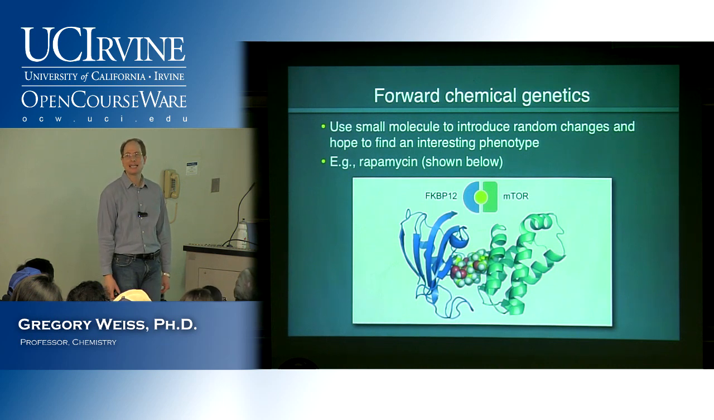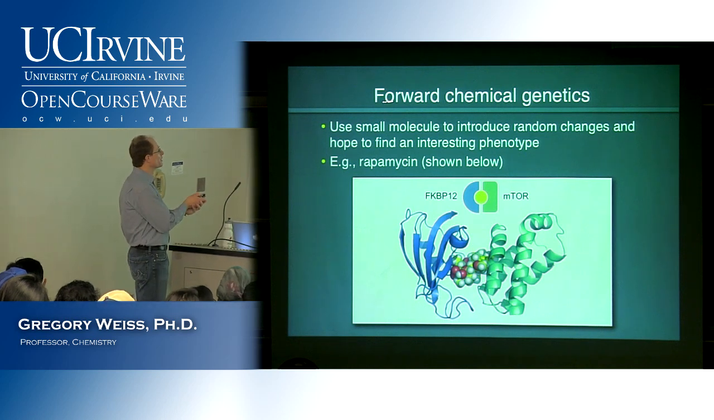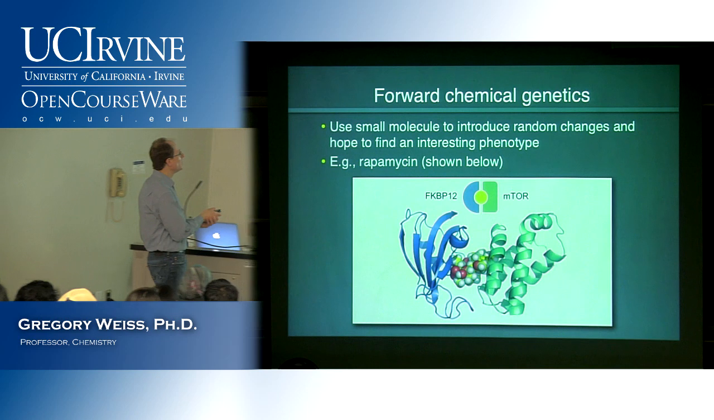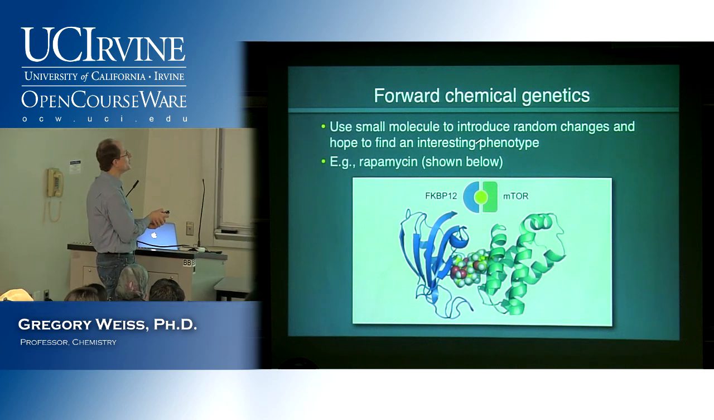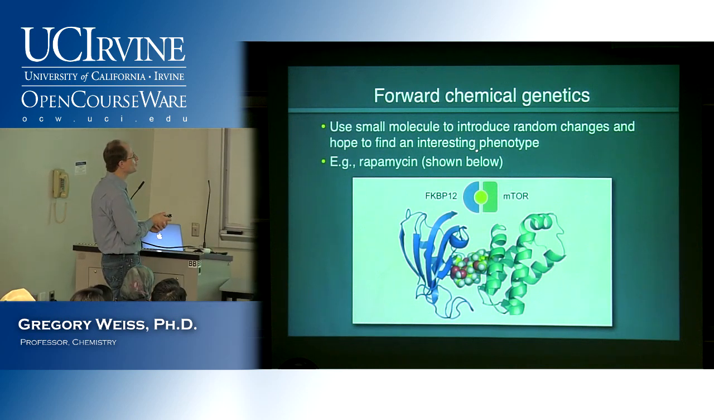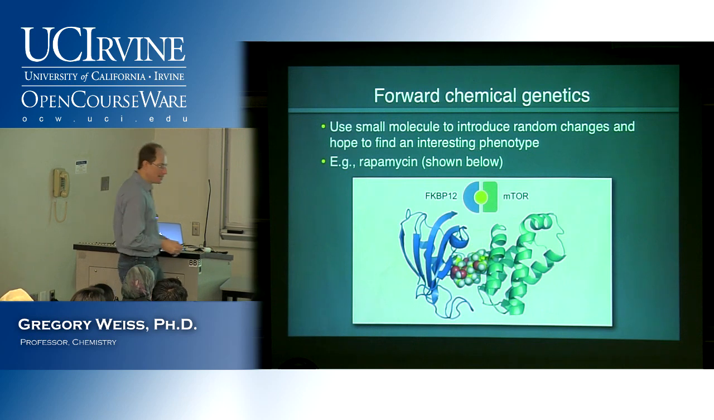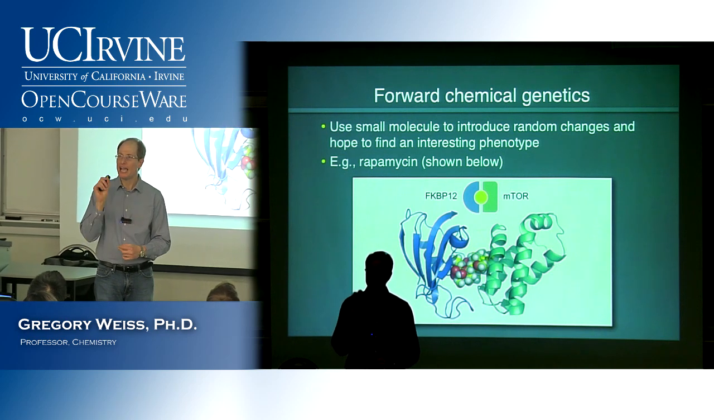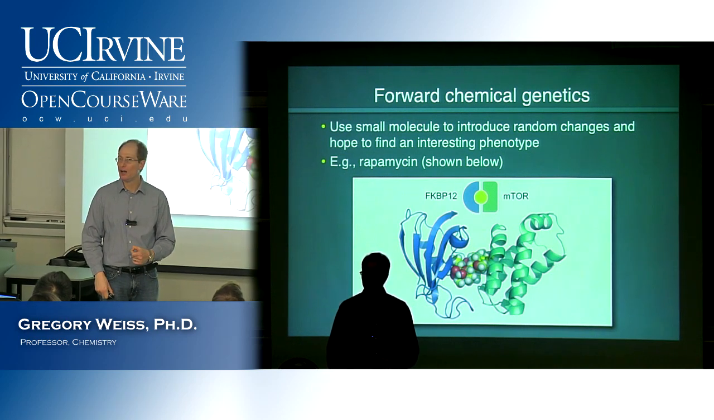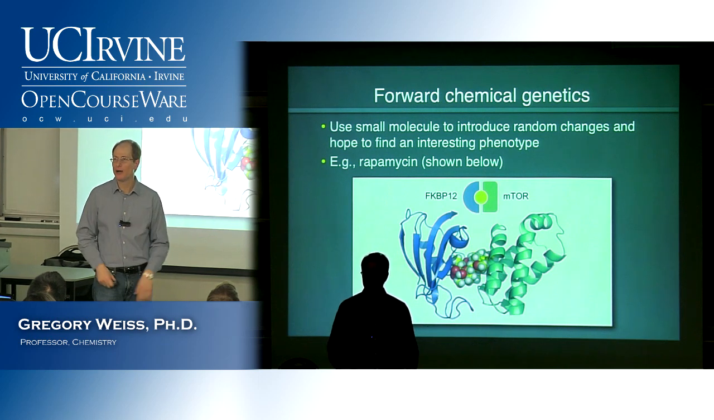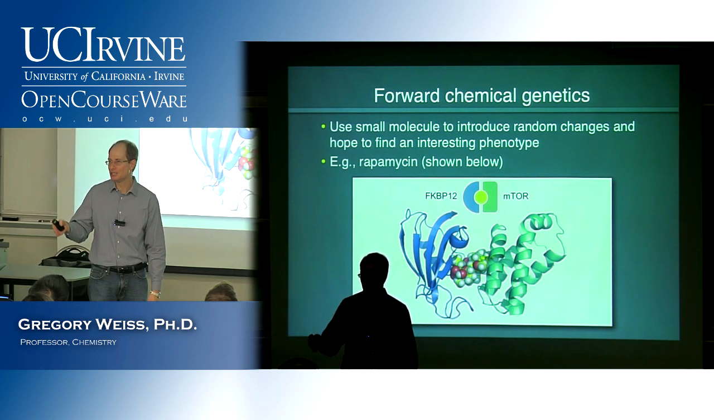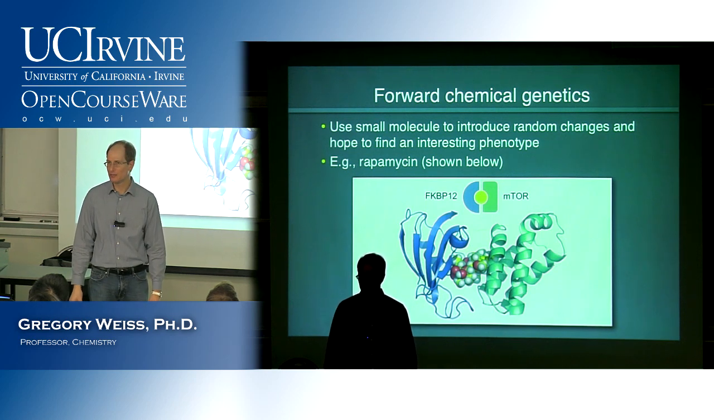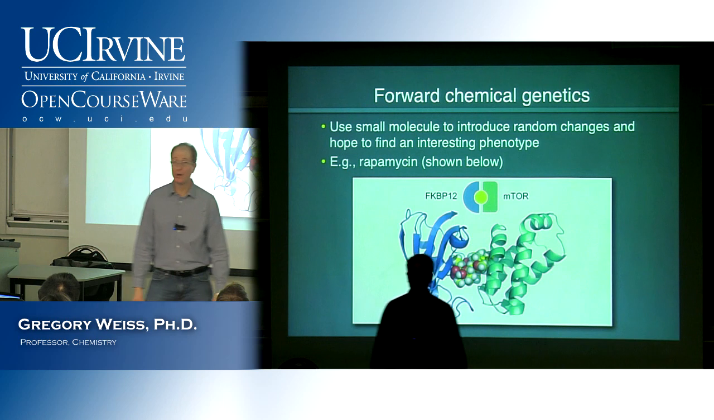Chemists have been applying a chemical analog of forward genetics called forward chemical genetics, where you apply a bunch of different small molecules to introduce random changes, and you hope to find an interesting phenotype. Okay, so maybe you have your fruit flies, you apply a bunch of different chemicals to fruit flies, and you look for ones that give you white eyes, and then that identifies chemicals that are in some way preventing the pigments from reaching the eyes to give you the red color of the fruit flies. Okay, here's one example of this.